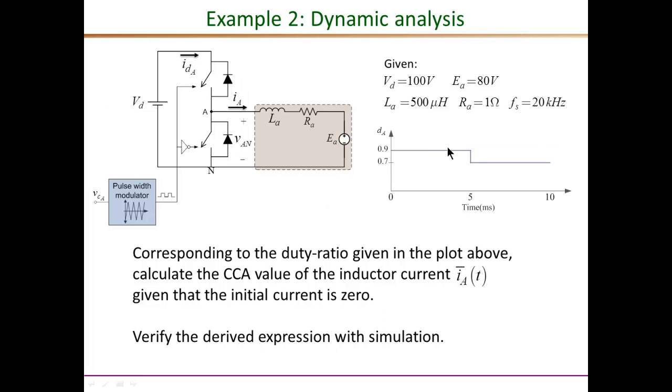So we expect that once steady state is reached, during the 0.9 D, we will eventually end up with 10 amperes average current, and eventually when we reach steady state after D is changed to 0.7, we'll have negative 10 amperes. There will be some transients in going from the positive 10 to negative 10, and the objective of this problem is to actually capture that transient.